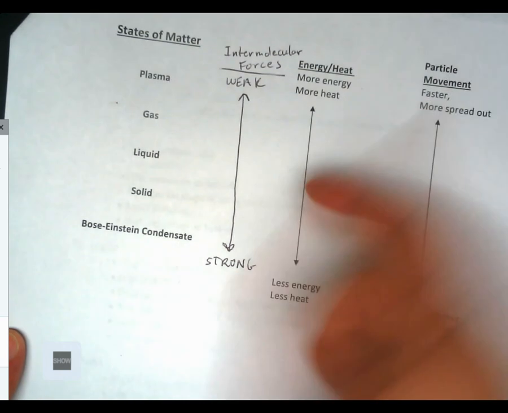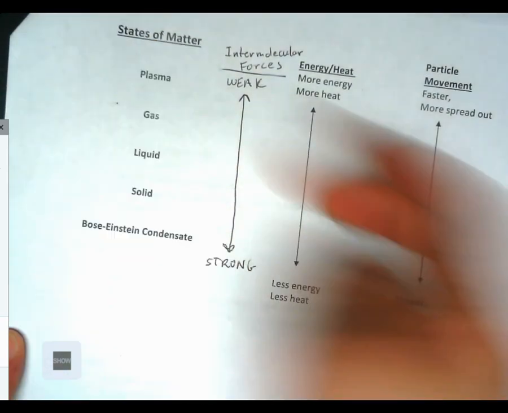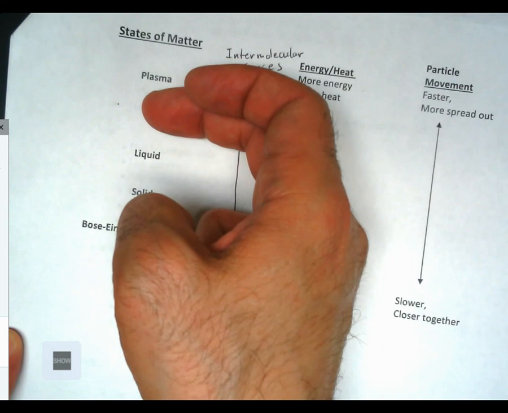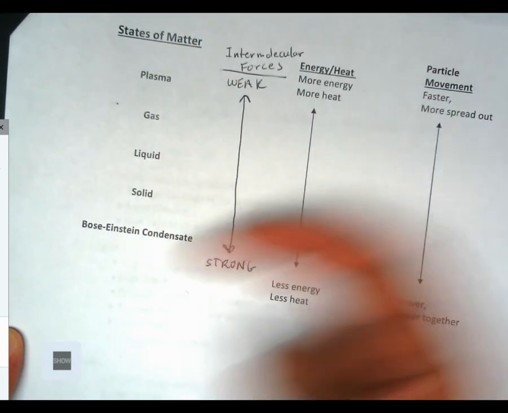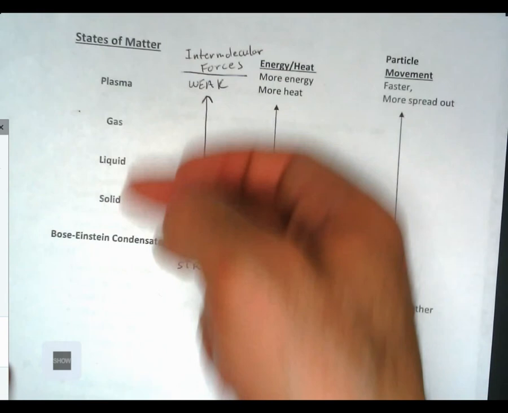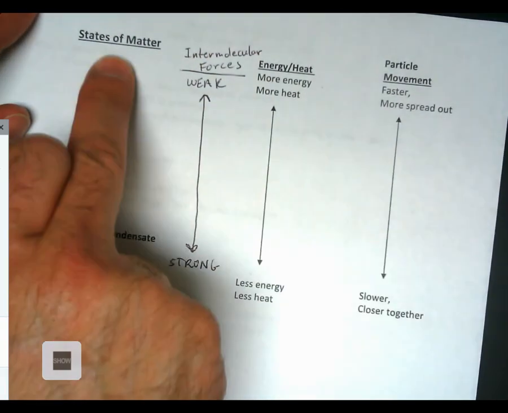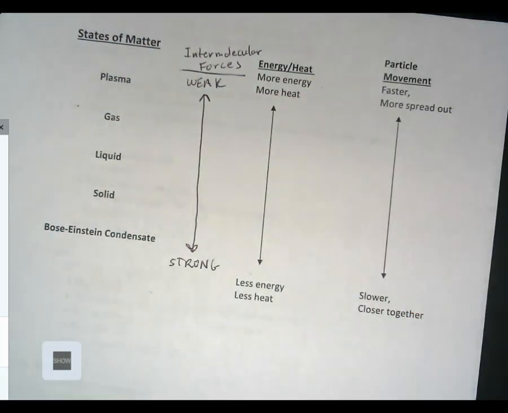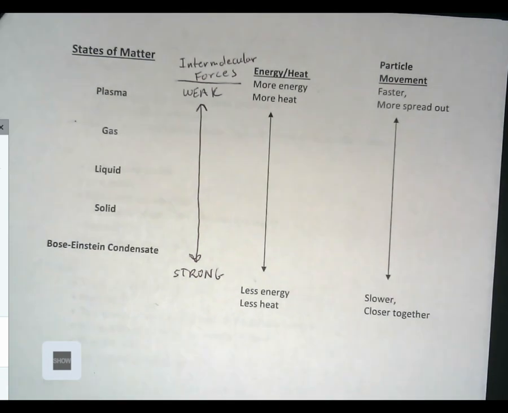We've talked a lot about this, right? As we're going up this list, in order to move up this list, we're adding more energy or heat. And in order to go down that list, we would take it away, right? And then the same thing with the particle movement. As we move up this list, the particles are moving faster and get more spread out. As we go down this list, they get slower and closer together. So basically, this is all of that concept together in one little diagram.